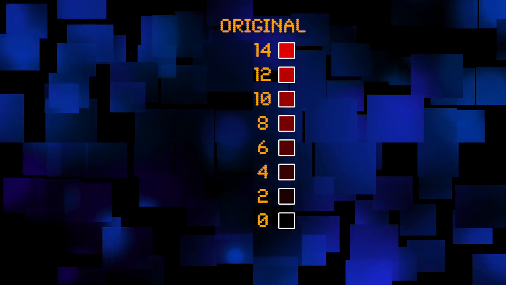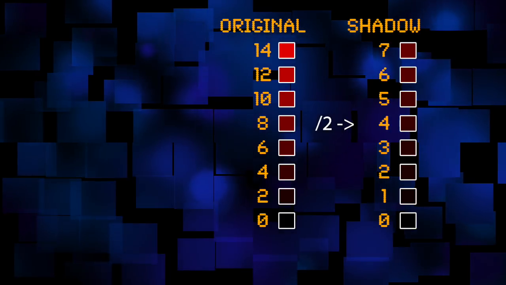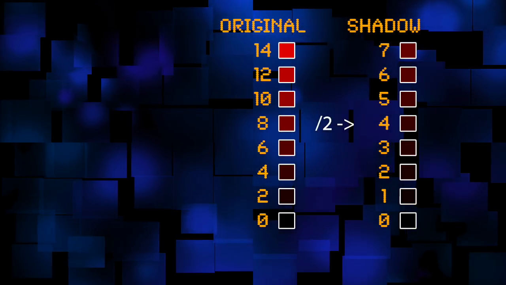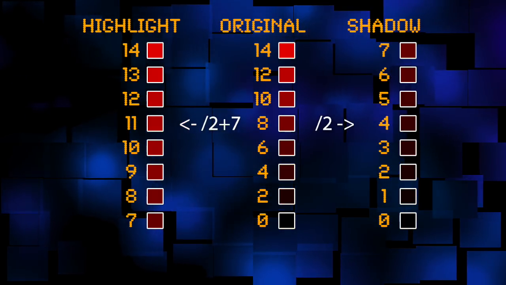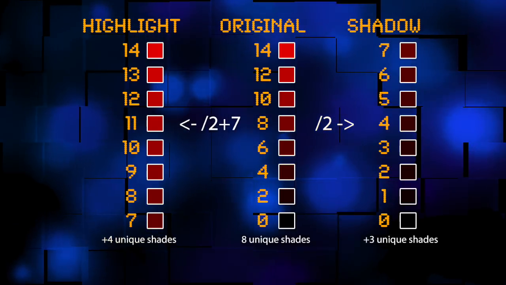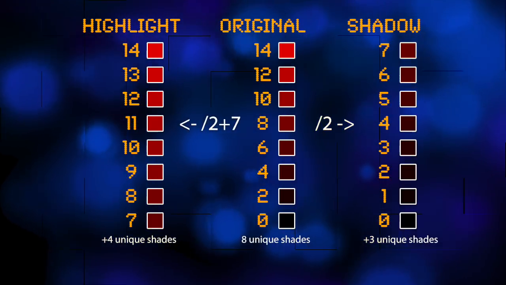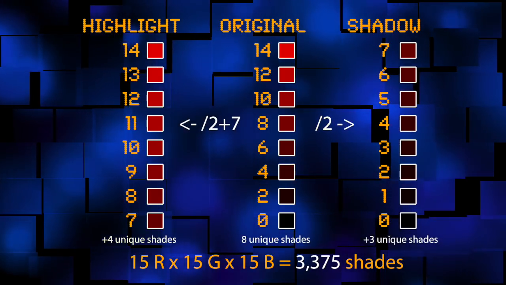Now, the shadow mode allows these values to be divided by 2, giving the following shades. And the highlight mode takes the shadow values and adds 7 to each, giving these shades. There are some duplicates on each side, but we end up with 15 unique shades. 15 unique shades of red, green and blue gives 3,375 possible colours to pick from.